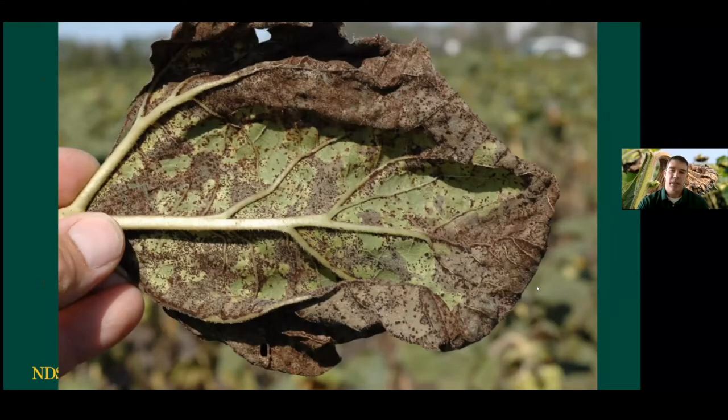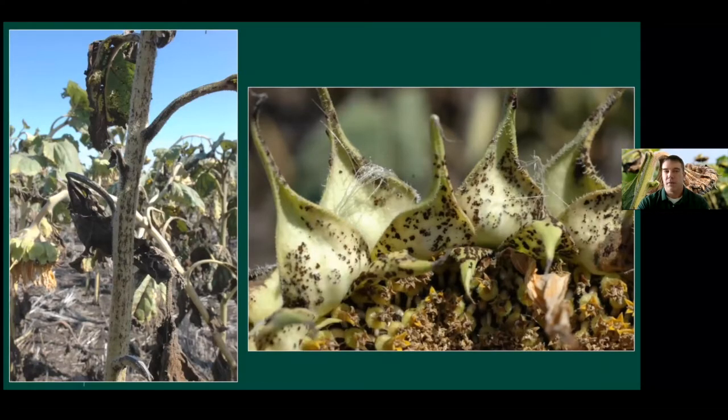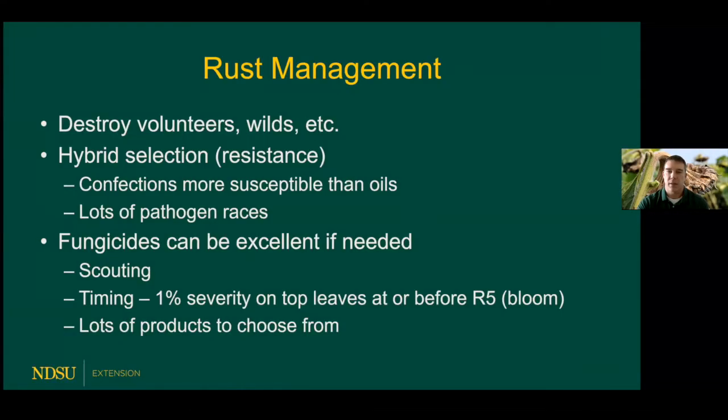And what will happen is it basically hemorrhages moisture and will dry up and curl. And in an epidemic, you'll have rust all over the bracts and the stems everywhere. You can see pretty devastating yield losses. Okay, so managing this, one thing that's important right off is to destroy volunteers and wilds.